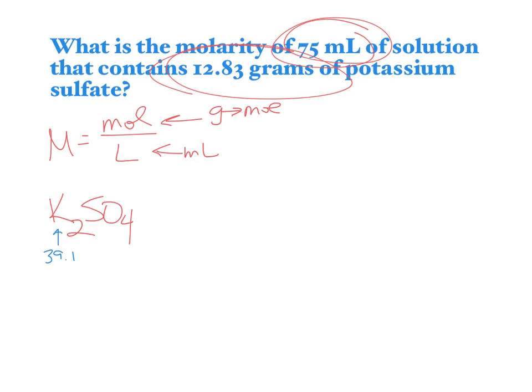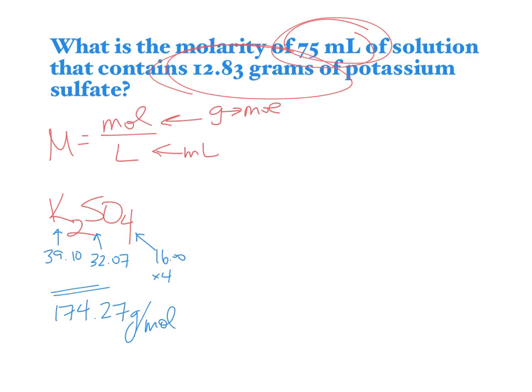To figure out what the molar mass is: 39.1 is for potassium. Sulfur is 32.07. Oxygen is 16.00 times 4. My total molar mass here for this particular substance is 174.27. Again, these are numbers from the periodic table. I'm adding them all together to figure out the molar mass. So my units are grams per mole.